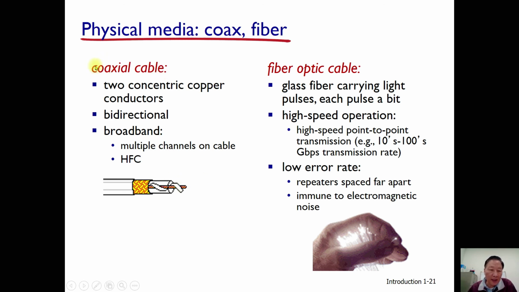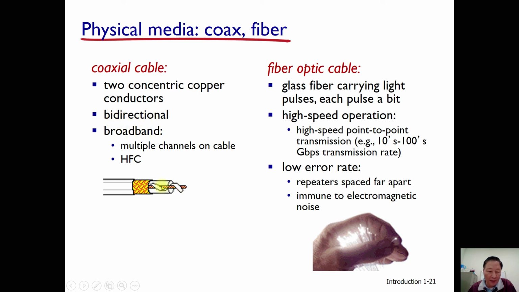Coaxial cable, coax means same X. Same X, this one, this single thick copper wire. Usually we are using this one for our cable line to watch cable TV. Two concentric copper conductors and bidirectional broadband. Here single one, but outside is ground. And this one is bidirectional and broadband.